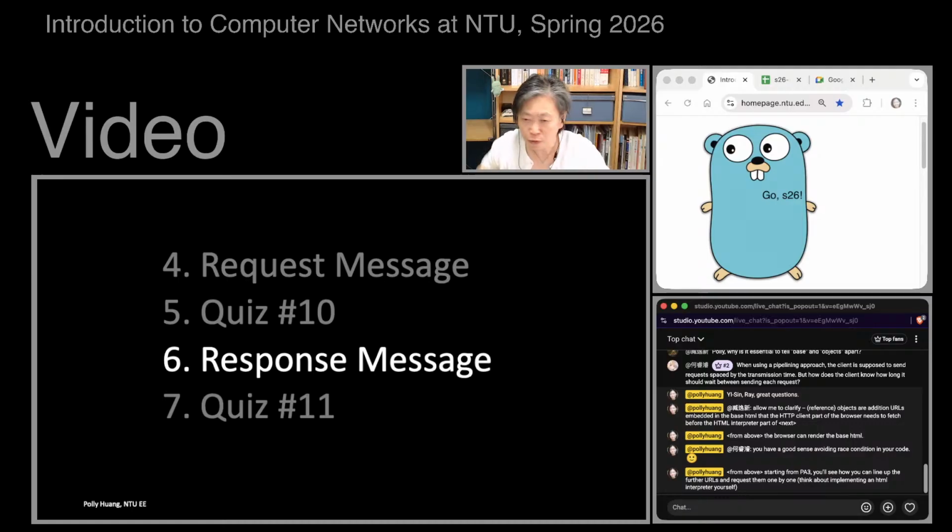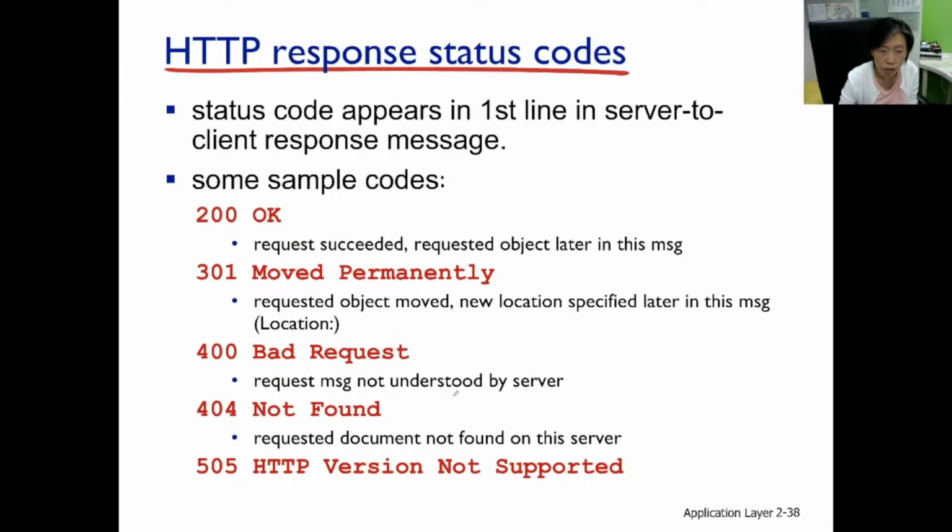Before we go on to quiz 11, I have just a short video to share. That is to tell you a little bit more about the status code. Here you see a few more commonly seen status codes. We've seen earlier in the example 200 OK. This is saying the request is successful, and the object is embedded in the message.